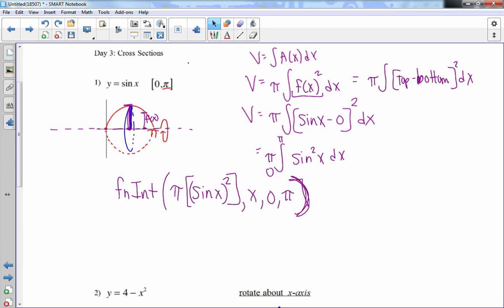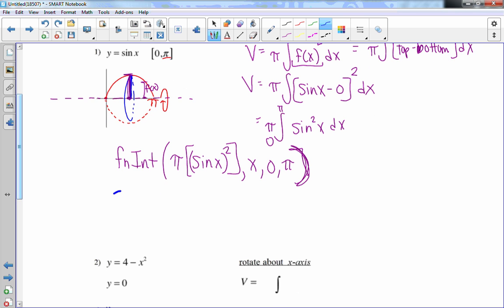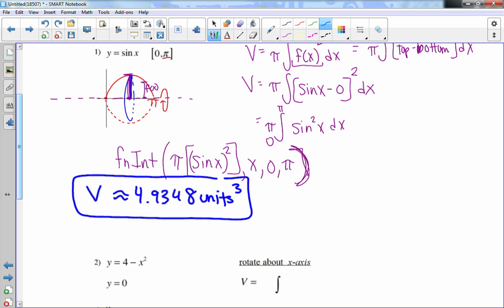Sine x, close parentheses after that, comma x, comma 0, comma pi. What'd you get for the volume? I need 4 decimal points. 0.9348. Volume equals that. We weren't given inches or anything, so I would just say units cubed. Always put a unit, even if they don't tell you a unit. At least write the word units cubed. Okay? Does that make sense?